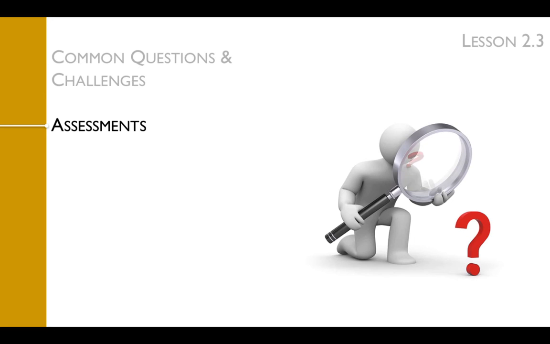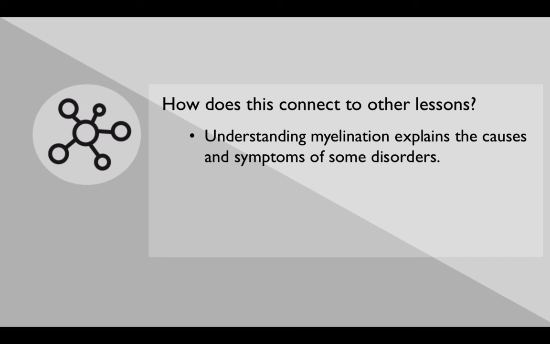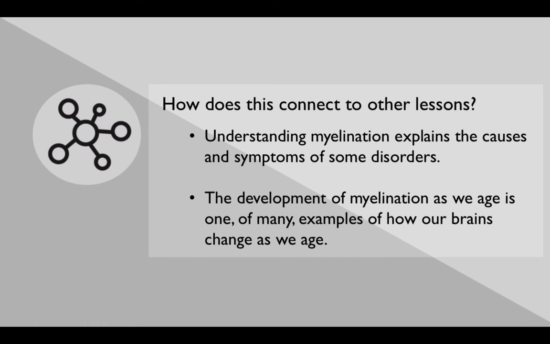At the end of this lesson, students should appreciate the importance of myelin in the functioning of our nervous system. Students should be able to describe how myelination increases the speed of the action potential conduction down the axon, as well as to predict the consequences of damaging myelin. An understanding of myelination explains the causes and symptoms of some of the disorders that we'll be explaining in lesson 2.5. Additionally, the development of myelination as we age is one of many examples that we'll see of how our brains change as we age.